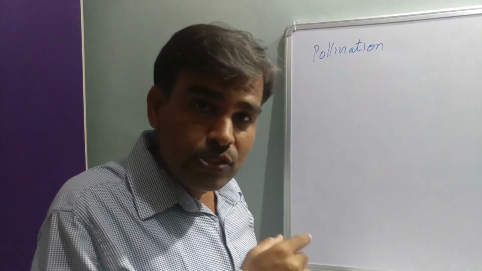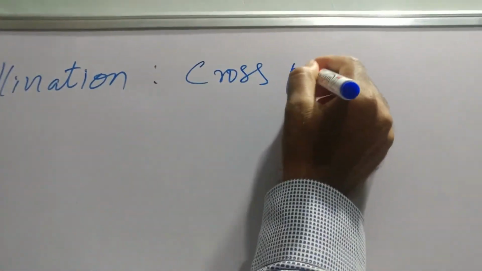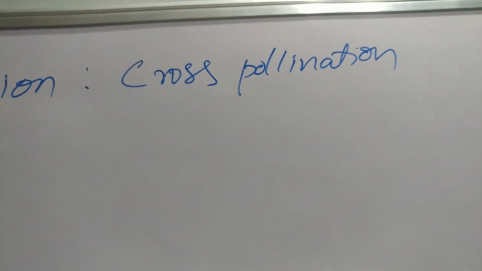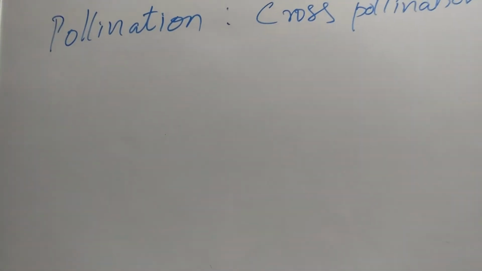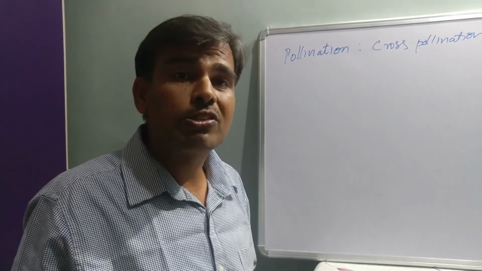The process of transfer of pollen grains from anther to the stigma is called pollination. In the Solanaceae family, pollination is particularly cross pollination. What is cross pollination? Transfer of pollen grains from anther to the stigma of a different flower of the same species is called cross pollination.